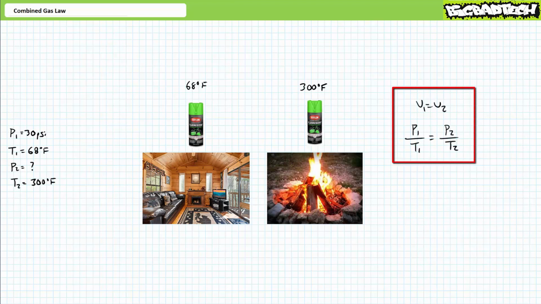Given volume remains constant, we can remove it from consideration, such that P1 over T1 equals P2 over T2. Temperature went up, so pressure should also go up. Let's see if this is the case. We know P1, T1, and T2. We need to solve for P2.